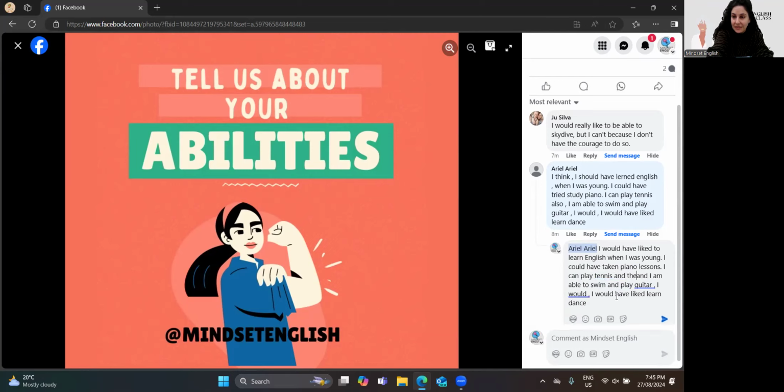And I am able to swim. So I'm going to keep the two verbs play with the same activity. I can play tennis and I can play the guitar because we play an instrument.